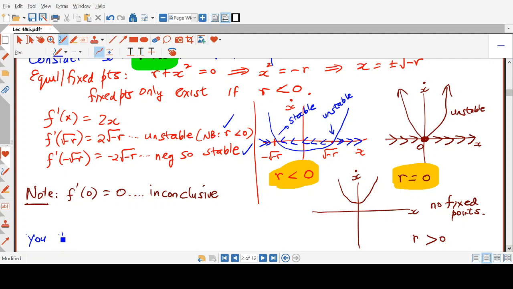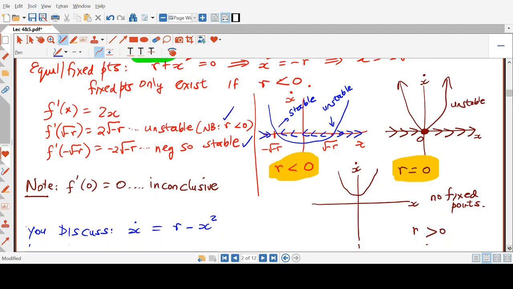You discuss x dot equals r minus x squared. I've done the slightly harder case. Yours is a little easier. This one will work only for r positive, but it won't be exactly the same as that. There'll be some change.